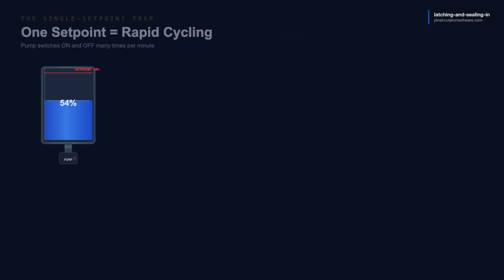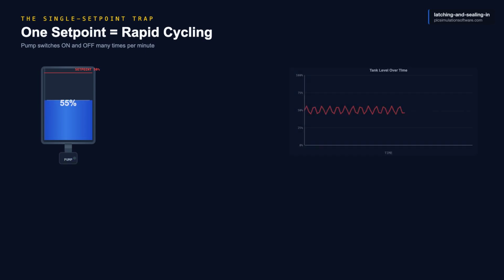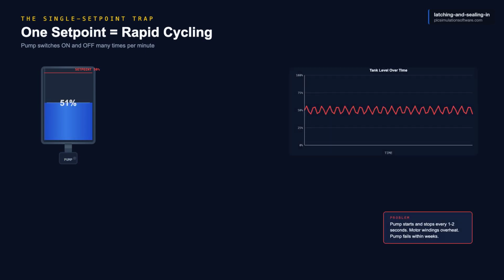First, the single-setpoint trap. A beginner writes a rung that says, if level is below 50%, start the pump. The pump starts. Level rises through 50%. The rung condition goes false instantly. The pump stops. Level oscillates within a small range and drops back below 50% within seconds. The pump starts again. This is short cycling. The pump and the contactors are not designed for it. Equipment dies in weeks instead of years.